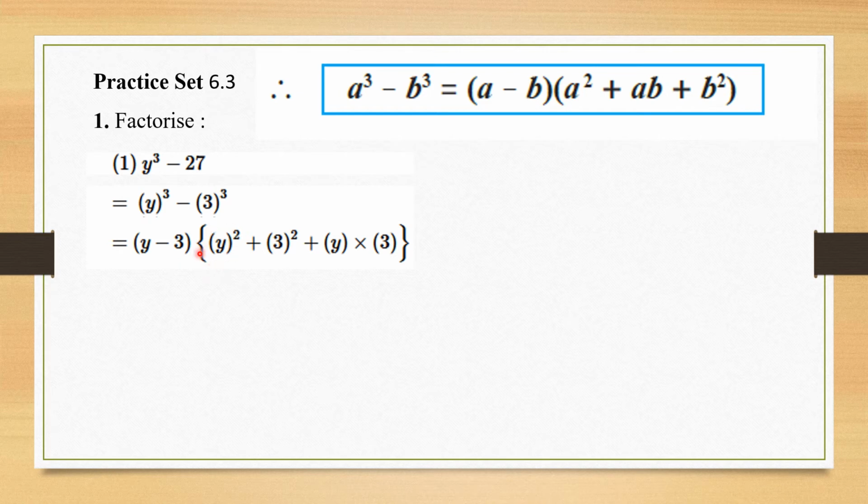Inside the bracket, a square, that is y square, plus b square, that is 3 the whole bracket square, plus a into b. So a is y, b is 3, so y into 3. Next step is we just simplify this. y minus 3 as it is. y the whole bracket square will become y square. 3 square will be 9, plus this 3y as it is. So the final answer of this factorization sum is (y minus 3)(y square plus 9 plus 3y).